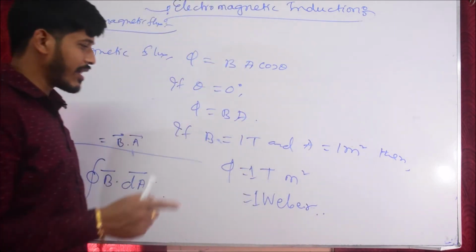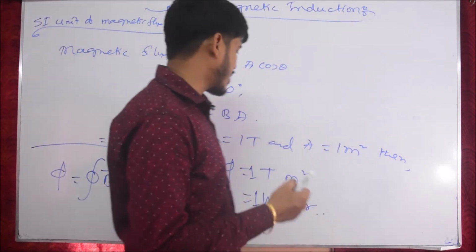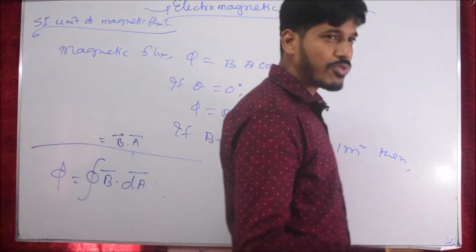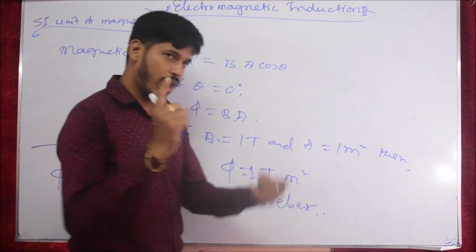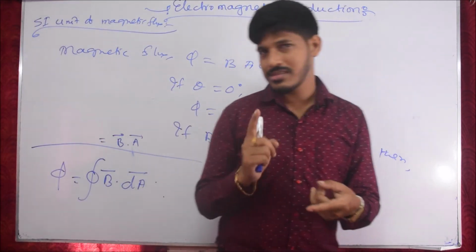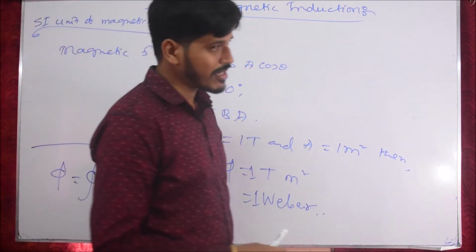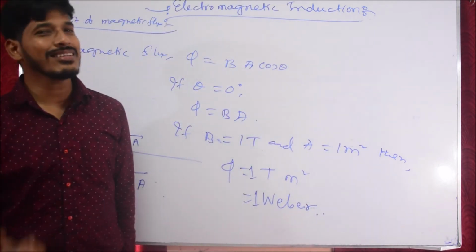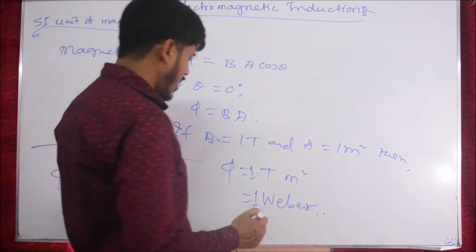I repeat it again, 1 Weber is the magnetic flux through a surface area of 1 meter square when crossing normally through a magnetic field of 1 Tesla. In a 1 Tesla magnetic field, lines of force are crossing normal to the surface area of 1 meter square, then the magnetic flux produced by it is 1 Weber. Now, dimensional formula.